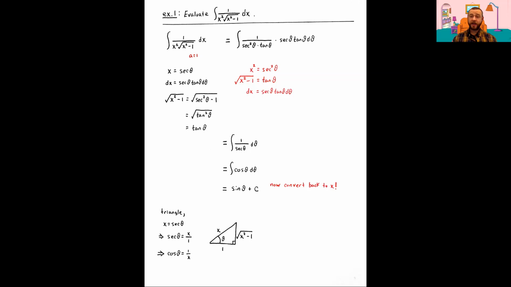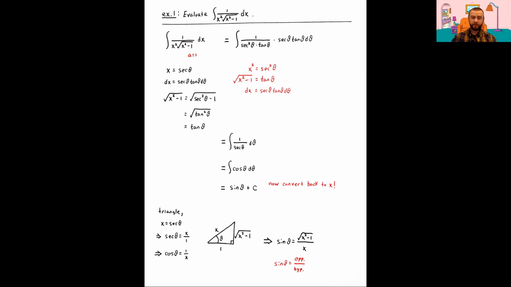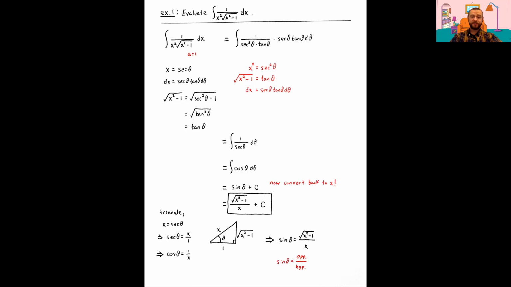All right, so again, we're just going to rely on basic SOHCAHTOA. Sine of an angle, sine of theta here, should be the opposite side divided by the hypotenuse. So if we use our right triangle, we get sine of theta as the square root of x squared minus 1, that's the opposite side length, divided by the hypotenuse, x. So sine of theta is the square root of x squared minus 1 divided by x. We plug that in to the last line of our calculation there and convert sine of theta back to x, and that completes the problem.